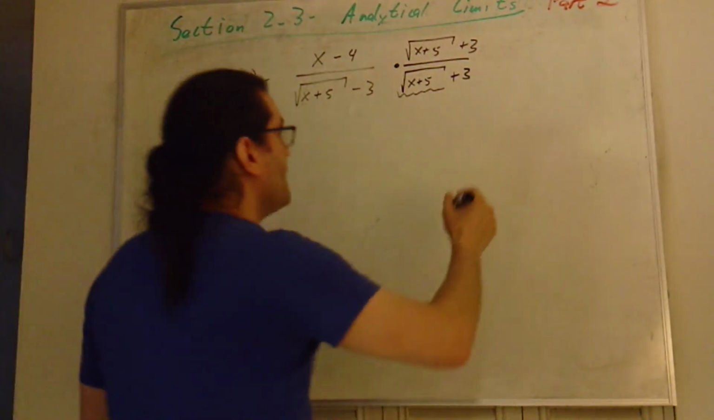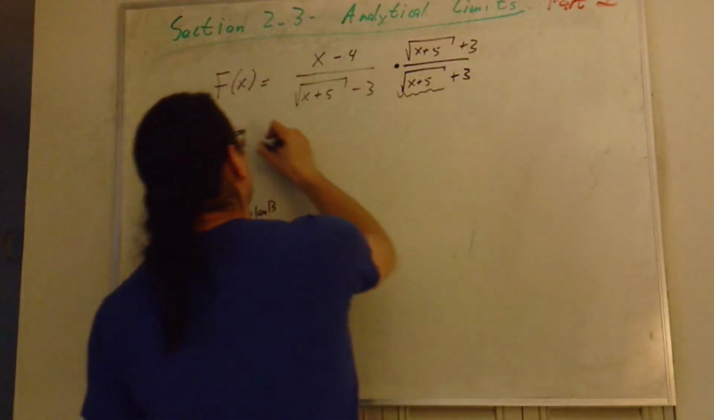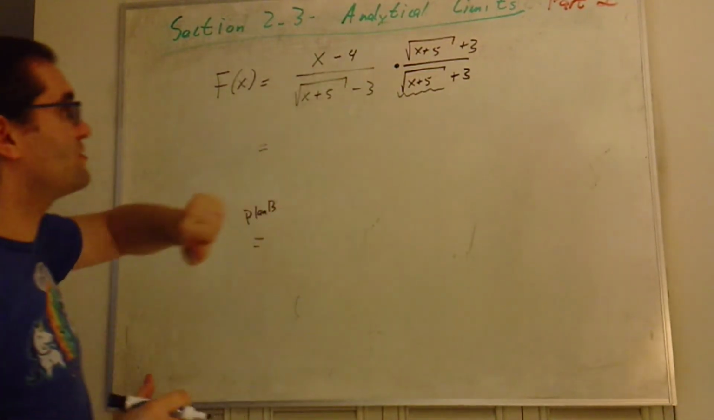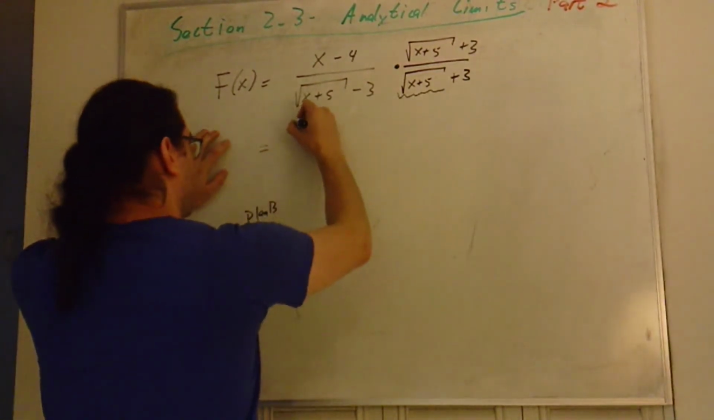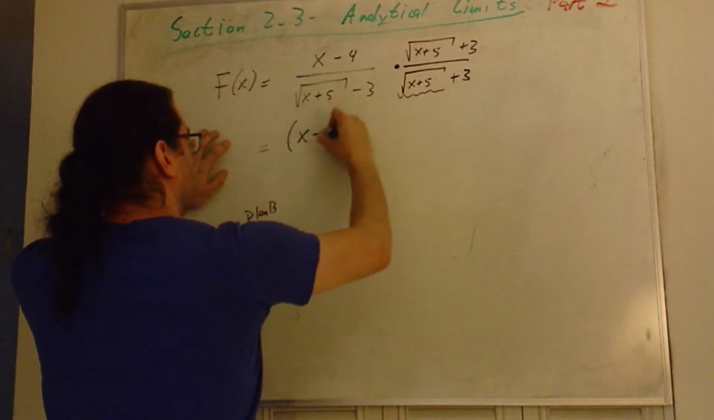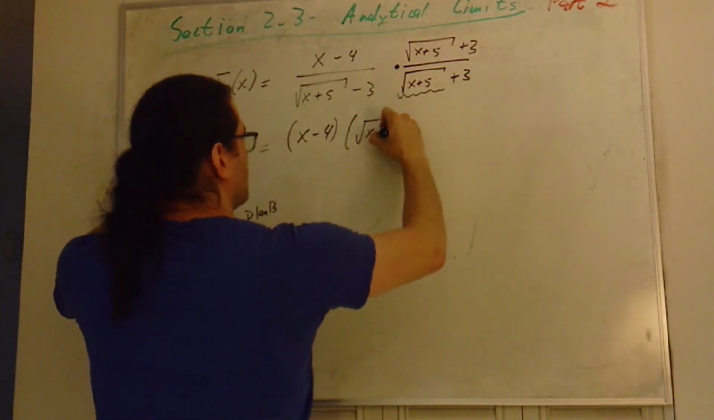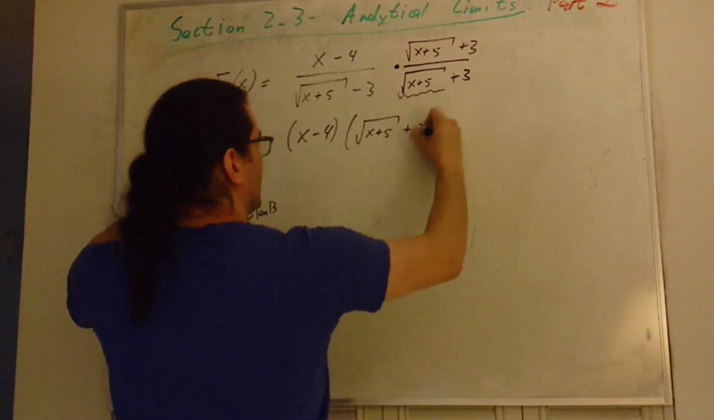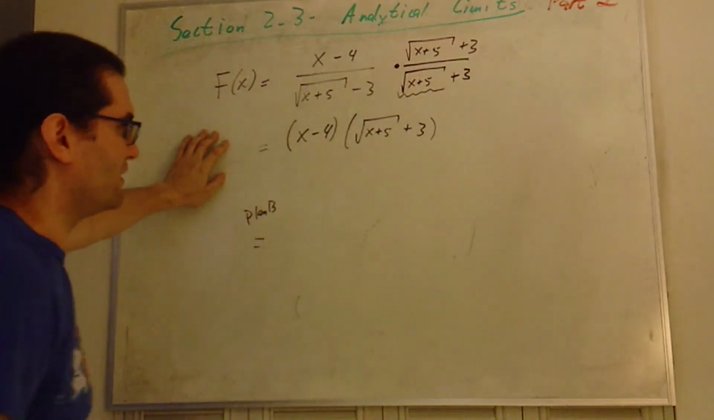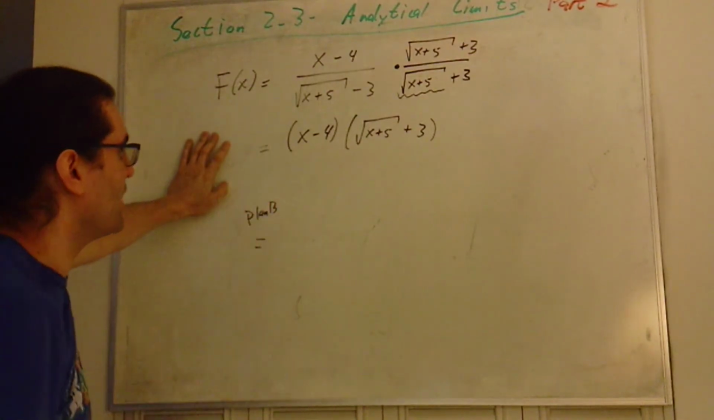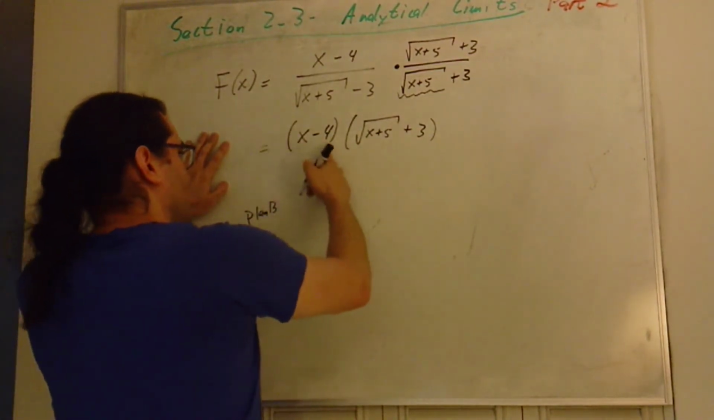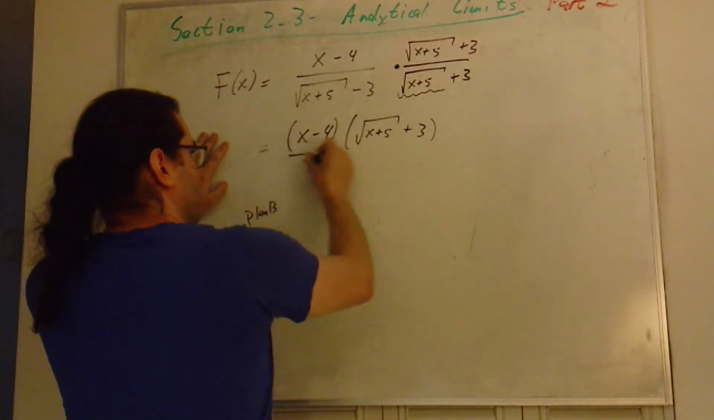On the top, I'm not going to try and simplify this at all yet. I'm just going to leave that alone. We'll call that an x minus 4 times the square root of x plus 5 plus 3. I could FOIL that out later if I really need to. For now, I'm just going to leave it like that. An x minus 4 and this conjugate thing.